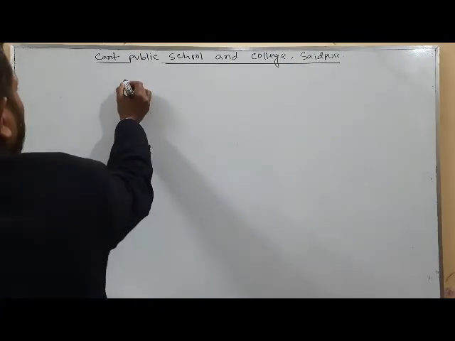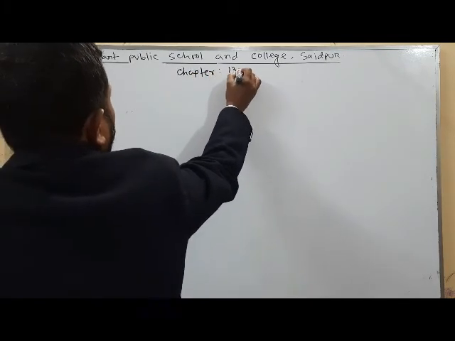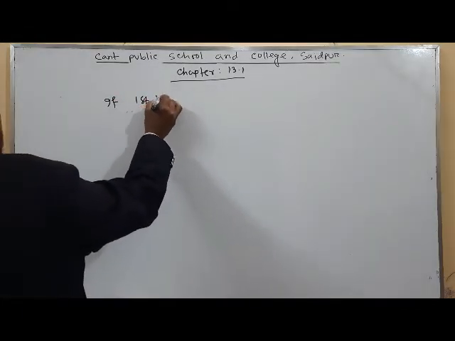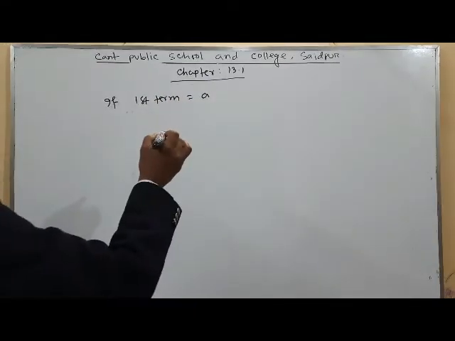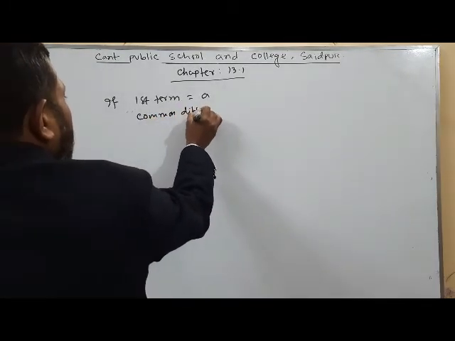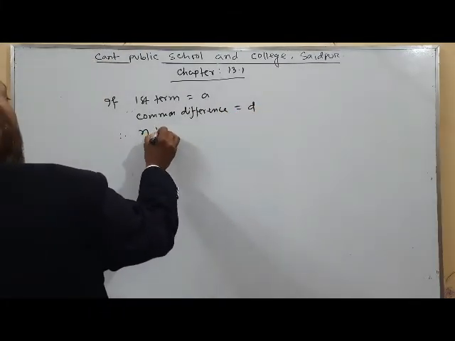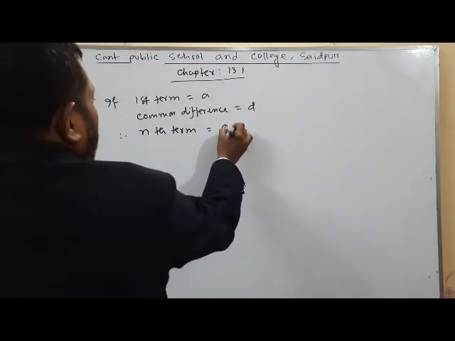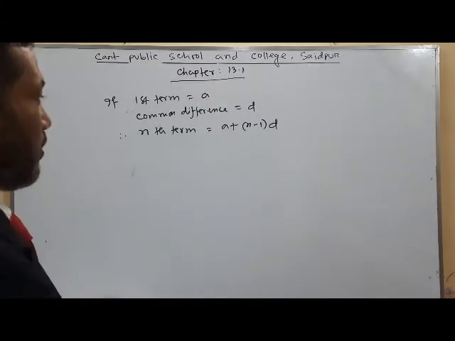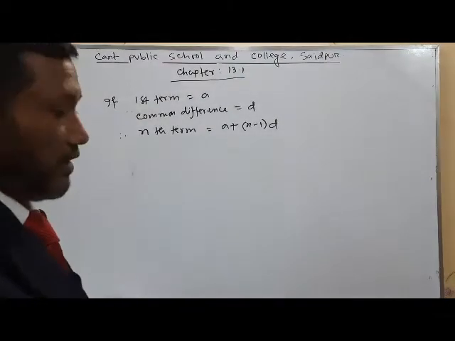In chapter 13.1, if the first term is equal to A and the common difference is D, then the n-th term will be A plus (n minus 1) into D. Using this formula, we can determine how many numbers are in that arithmetic series.